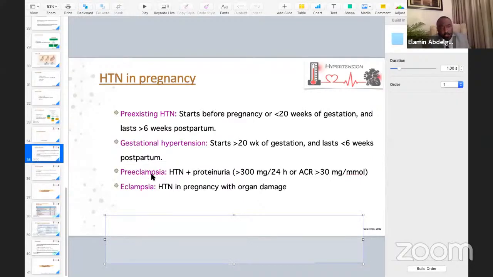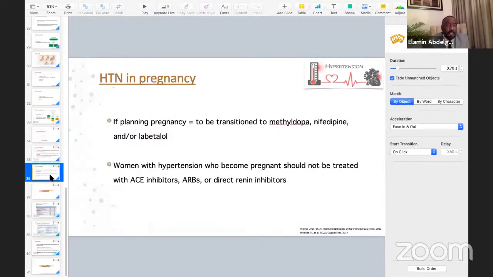Preeclampsia and eclampsia: we all know that preeclampsia is hypertension with proteinuria, and eclampsia is hypertension in pregnancy with any end organ damage, including severe headache, seizure, renal impairment, severe GI symptoms and heart sequelae.